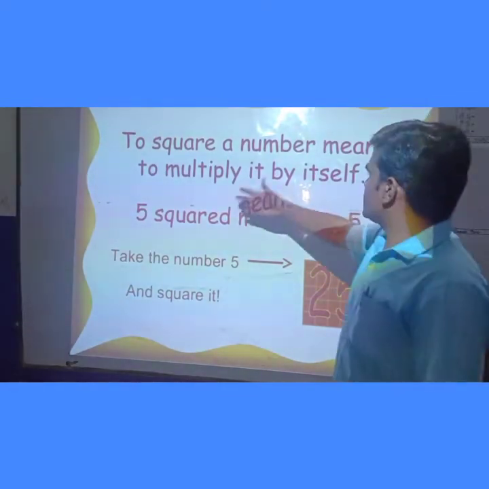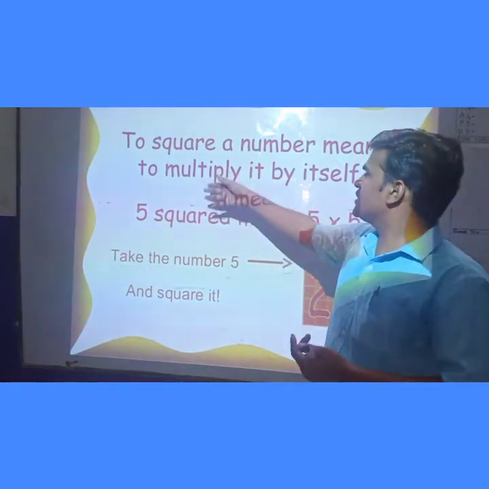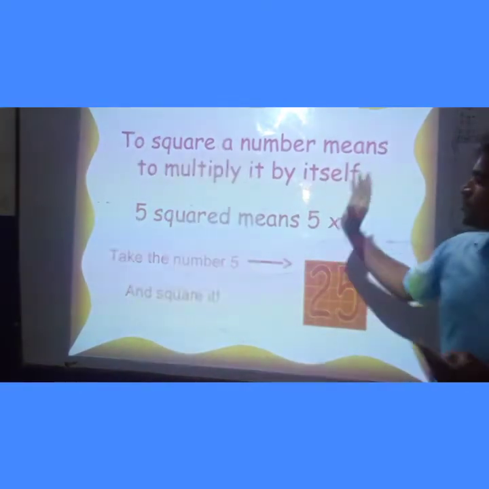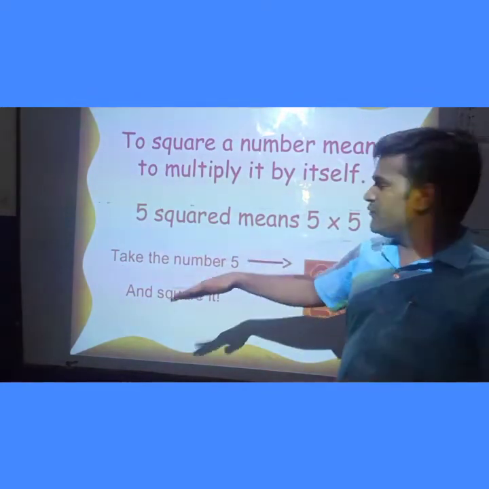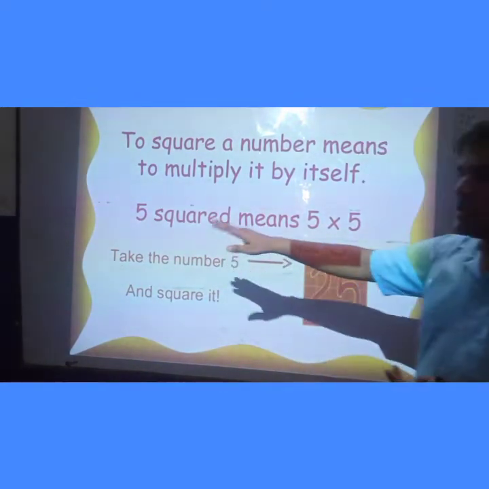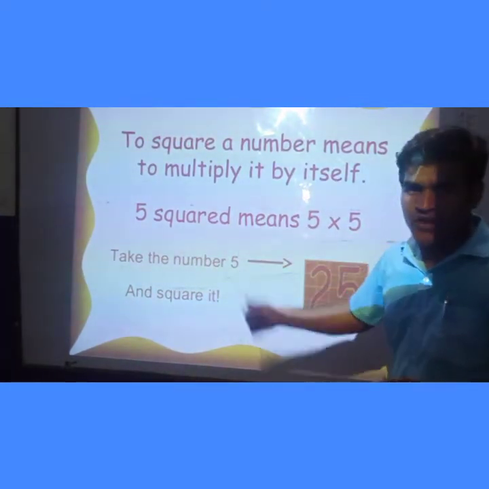So student, as you know, the square of a number means multiplying a number by itself. Suppose that you have to find the square of 5. Square of 5 means 5 into 5, that is 25.